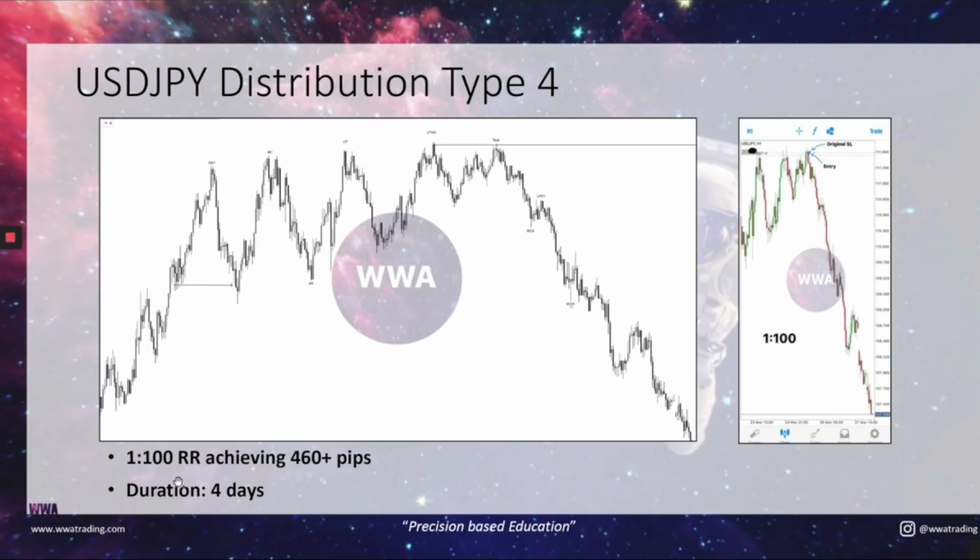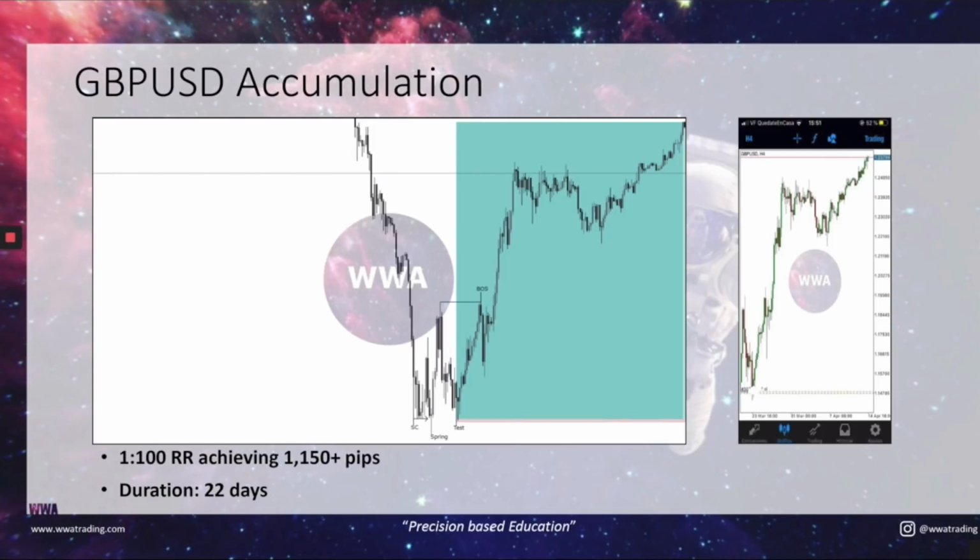Again, if you risked 1% of your account, you could have had a 100% return on investment, and again, it only lasted 4 days, emphasizing the velocity in your trading. GBP USD, another accumulation based trade, 1 to 100 risk to reward and achieving over 1000 pips. Slightly longer at 22 days. Again, we can see the MetaTrader screenshot.